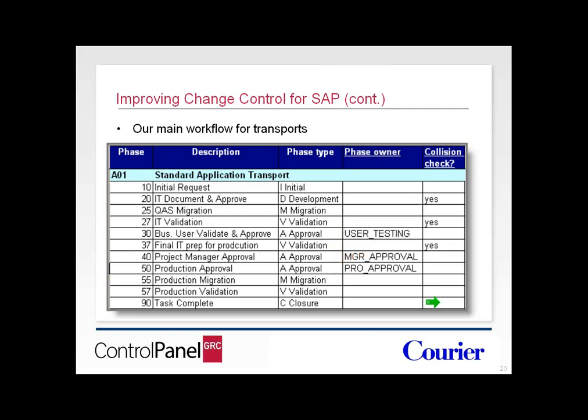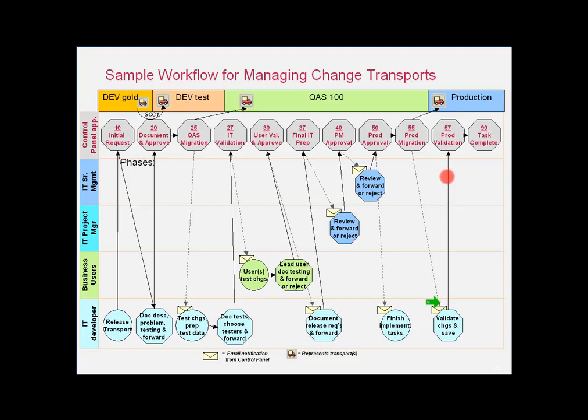And then here we can define our collision checks. That's where we run an SAP transaction. Actually, Control Panel runs it for us to make sure that our transports aren't conflicting with similar work already done or something that's in progress. So this workflow helps us advance the changes across the SAP landscape as well as the business landscape. And I think the path is a little easier to see in this diagram.